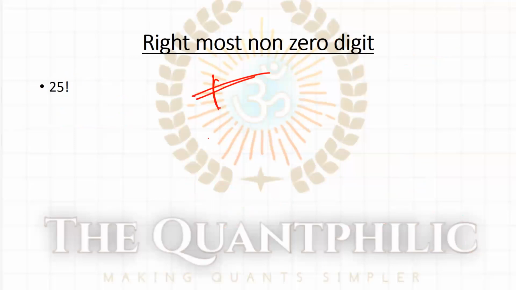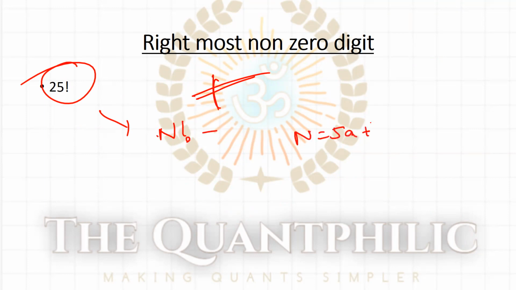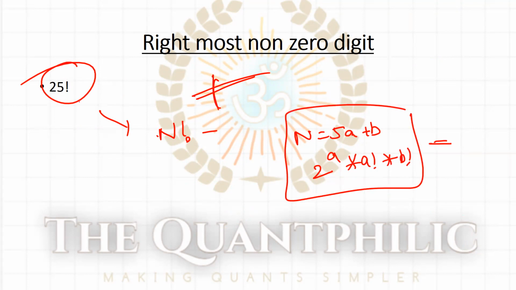Next one. Yes, very important, this is also. Sometimes the question is to find the rightmost non-zero digit of a factorial. Let me generalize this. If the question is n factorial, write n as 5a plus b, and the rightmost non-zero digit will be 2 to the power a into a factorial into b. This is the generalization. Now let's check it with this question. So 25 is basically 5 into 5 plus 0.